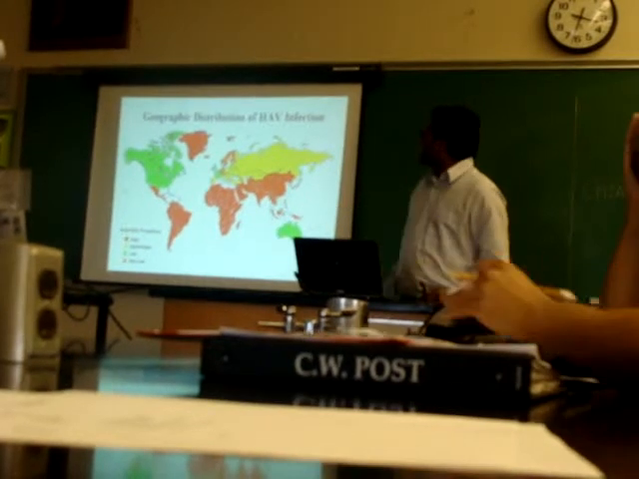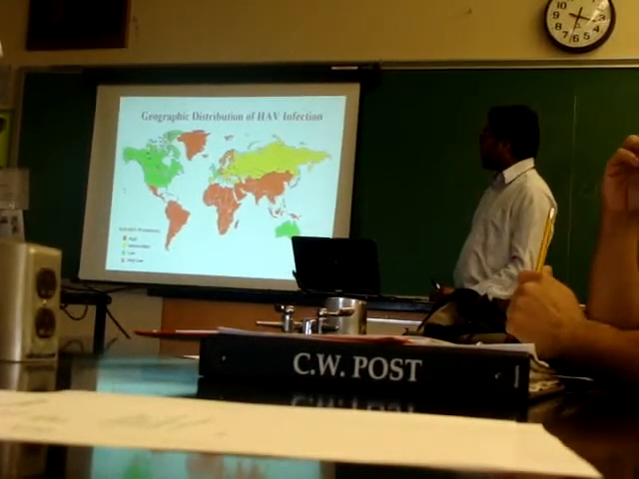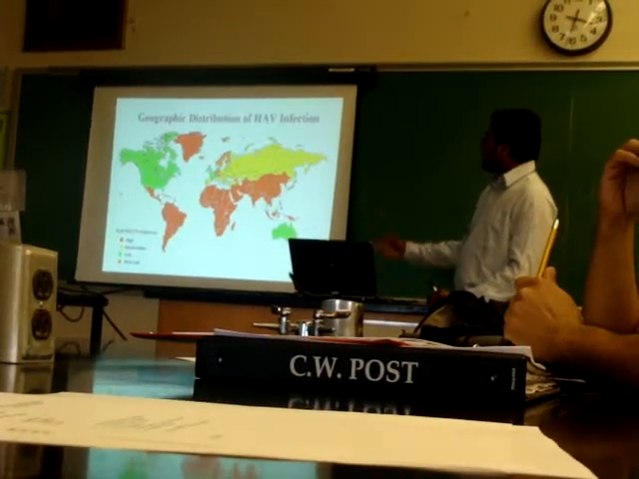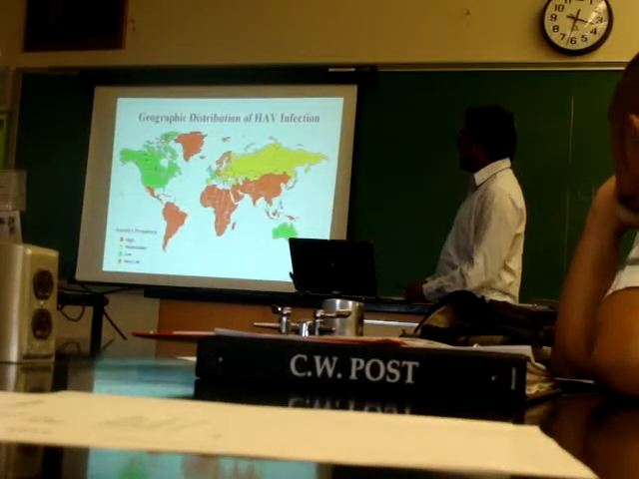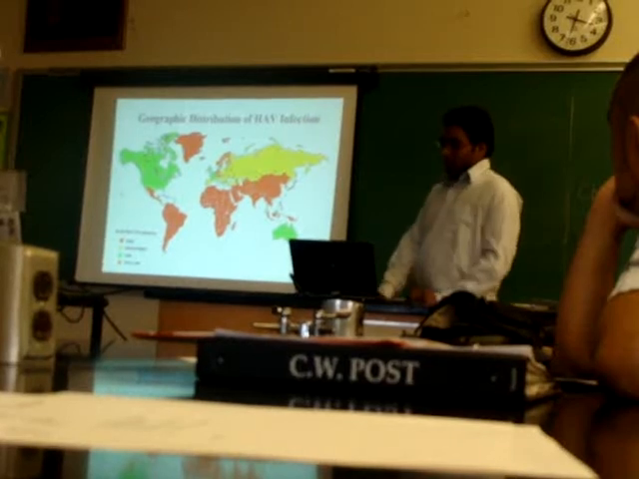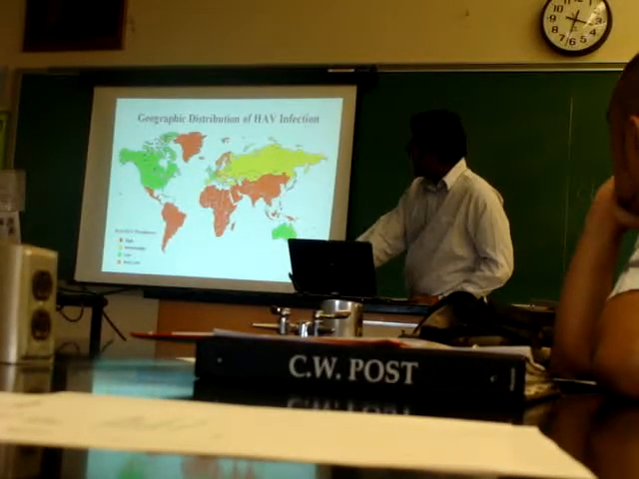This is the geographic distribution of hepatitis A infection worldwide. It is generally found in southern parts like South America, African countries, and Asian countries. More infection is seen there.